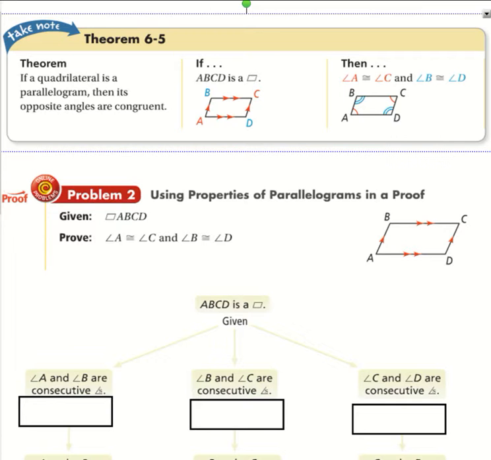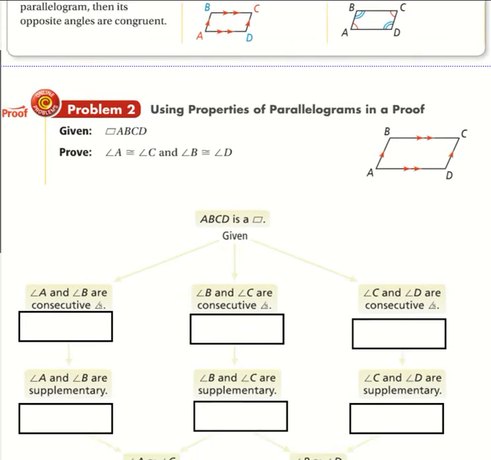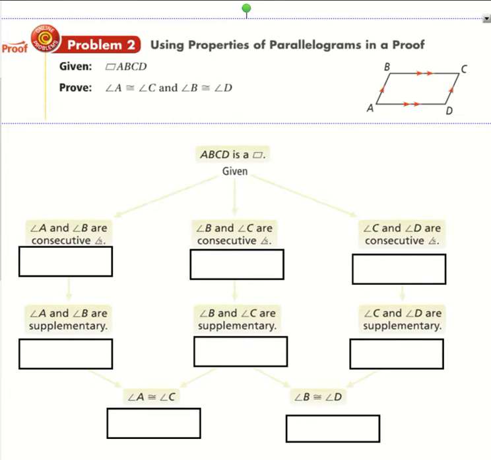We are now going to prove this. So this is a multi-step proof. We'll see how we do. It says, given ABCD is a parallelogram, prove angle A is congruent to angle C and angle B is congruent to angle D. So let's start on the top row and then we'll move down to the bottom rows.